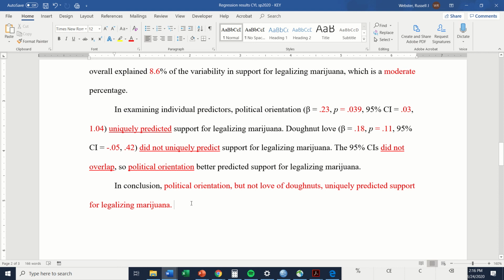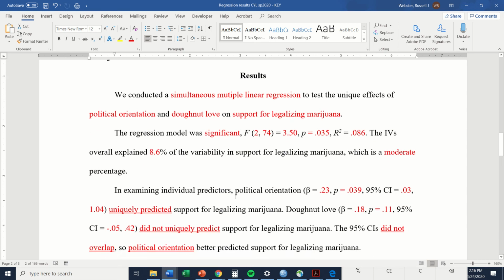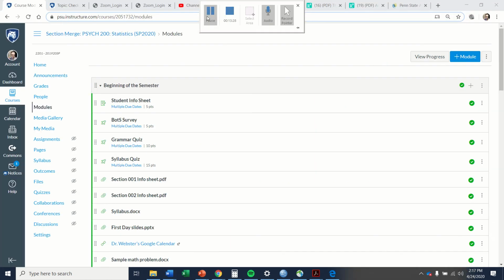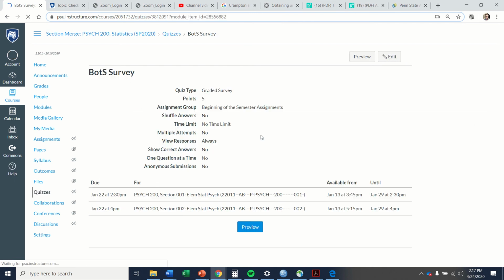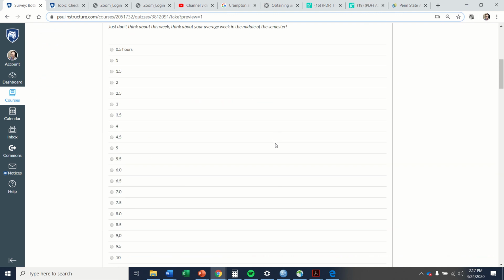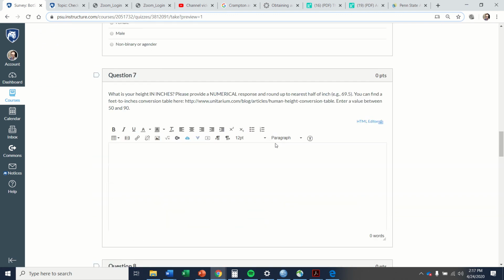And then in the second part of the conclusion, we'll talk about what the direction of the effect was and how strong it was, that is, between political orientation and support for legalizing marijuana. So in order to do this, we have to find out how the political orientation item was worded in the BOTS survey. So if we go to the Canvas course page, go to the BOTS survey, look at the political orientation question.